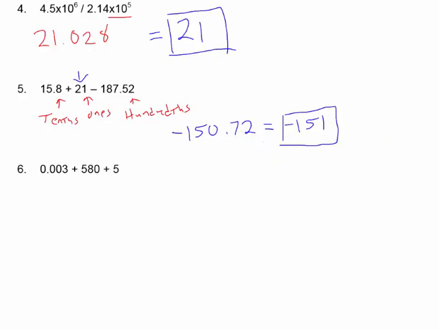Now our last example, we have again 3 numbers here. One has 1 significant figure, one has 2, and the other one has 1. And if we add those all together, we're going to get 585.003. Now, this one goes to the ones place. This one ends in the tens place. And this one goes down to the hundreds.